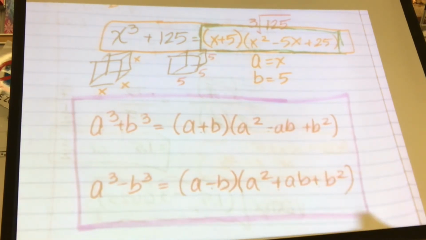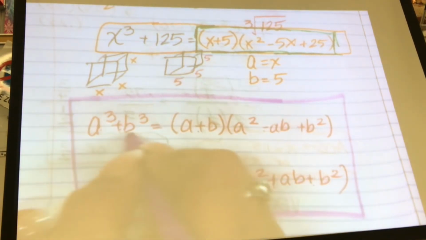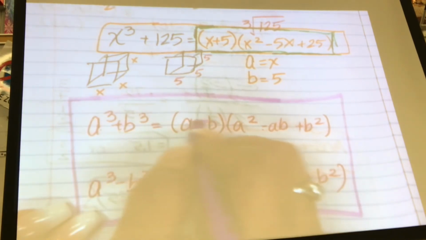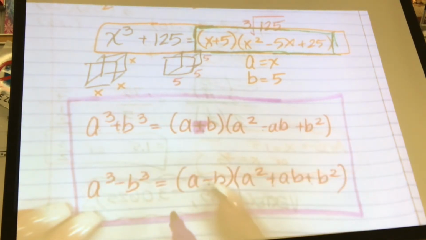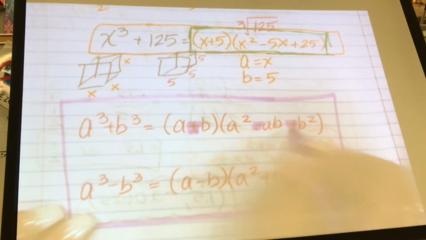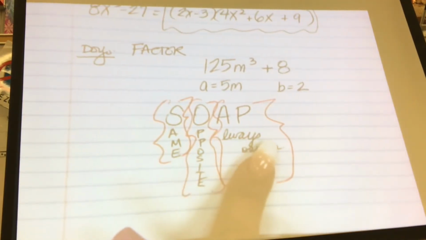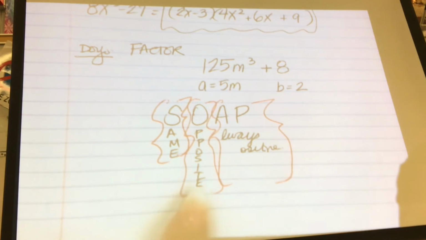I'll say that one more time. This is a sum of cubes, so since the actual problem had a plus, the first binomial is going to have a plus. Same. This is opposite, and the last one's always positive. And that's how you can remember in which order to write your signs. Same, opposite, always positive.